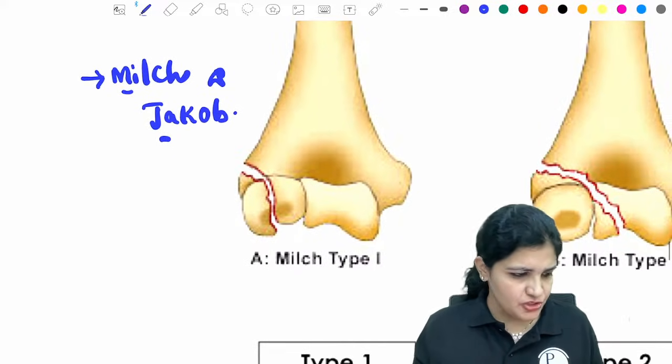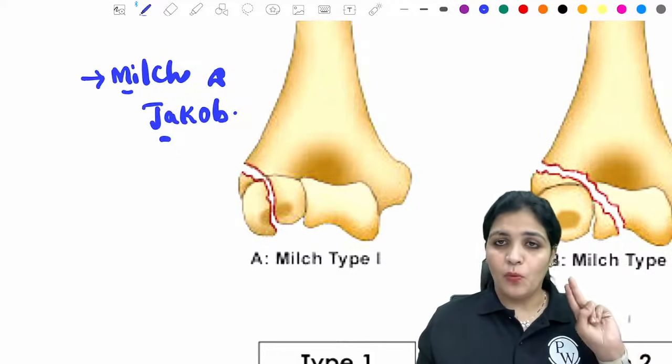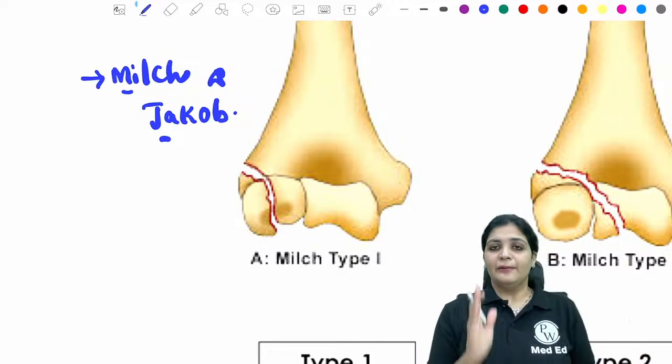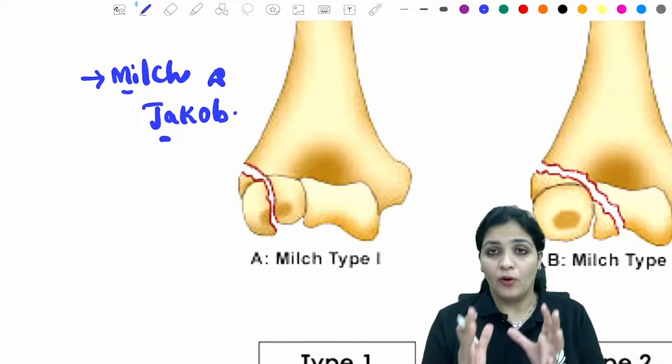Yes, that is the definition of the lateral condyle. So these two, Milch and Jacob, have given us the classification, but what you have to remember at your level is the Milch classification. The Milch classification is for your lateral condylar fracture.